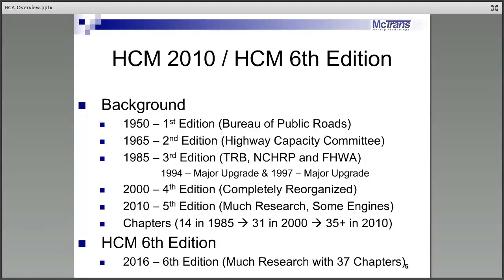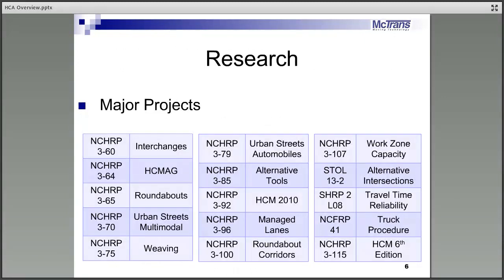Updates in 94 and 97, a new manual in 2000, another new manual in 2010, and then the 6th edition came in 2016. And each time the manual was revised, it got bigger and more complicated. We're up to 37 chapters now, and some models that are not even documented in text, but in Visual Basic Code.